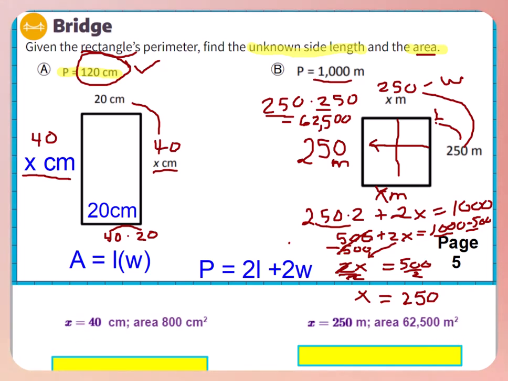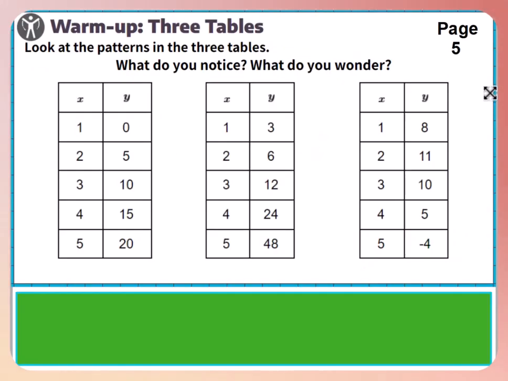All right, let's go on to the warm-up. We have 3 tables. This is on page 5. So turn in your book to page 5. Look at the patterns in the 3 tables. What do you notice and what do you wonder? Take a minute to look and then come back and see if you got some of the answers that I have.